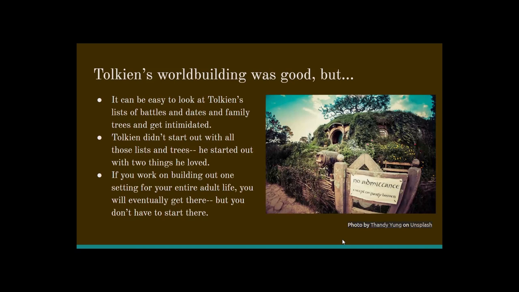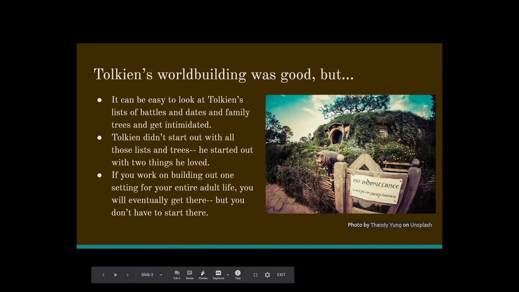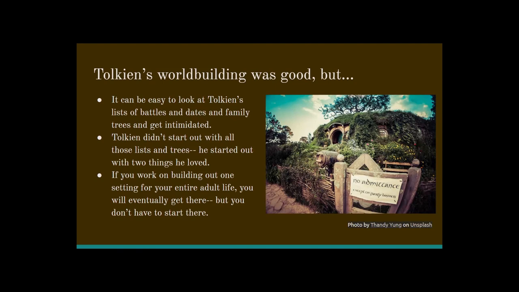Tolkien started with two things that he loved. He started with languages, which he'd studied for his entire adult life, and with an idea that interested him, giving England its own mythology like the Norse myths he loved. And he built up the rest of it over his entire life. If you work on building one setting, one world, for your entire adult life, you will eventually get all those notes just to keep things consistent. But you really don't have to start there unless you're the kind of person who wants to.